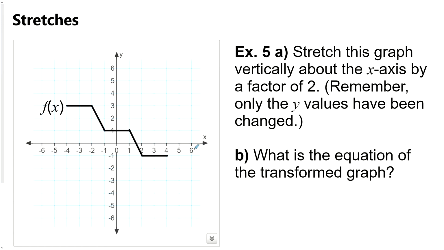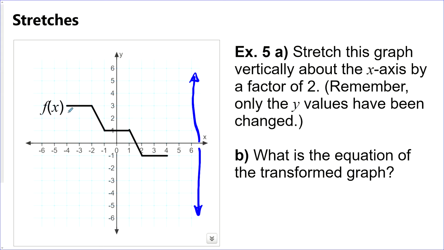Let's stretch this graph vertically about the x-axis by a factor of 2. About the x-axis means that this will be the line we're stretching around. So all of this stuff will be stretched up this way, and all of this stuff will be stretched down that way. So by a factor of 2 means we're going to multiply it all by 2, and that would be the y values because it's a vertical stretch.